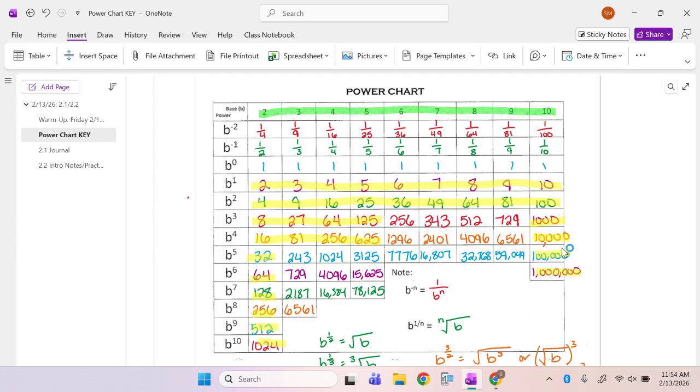This is how you read it. The top is your base. The side is the exponent that you're raising that base to. So in other words, 2 to the negative 2 power, 2 to the negative 1 power, 2 to the 0 power, 2 to the first power, 2 to the second power. And underneath is what you get if you were to put that in your calculator. So you'll see 2 squared is 4, 3 squared is 9, 16, 25, 36, so on and so forth.